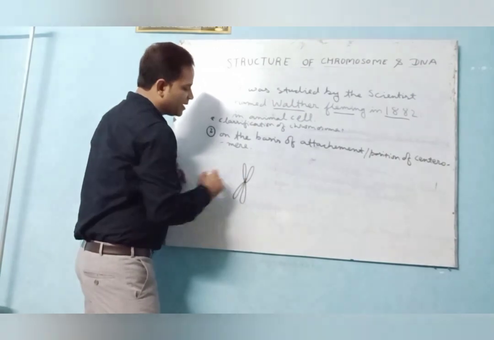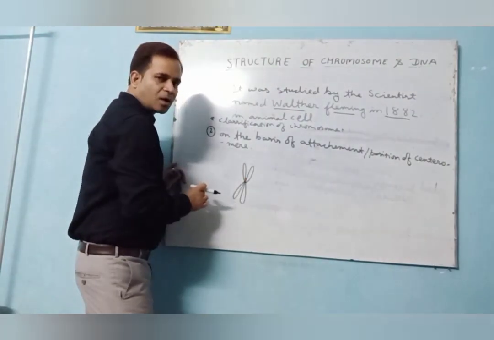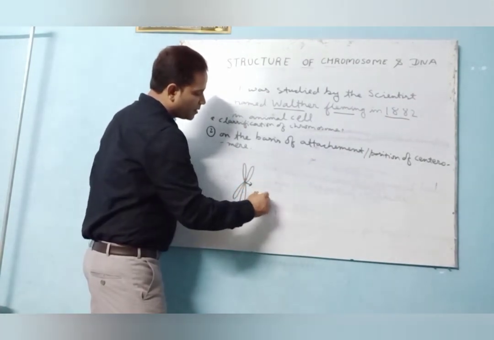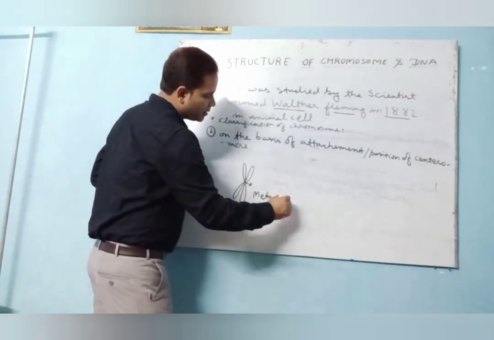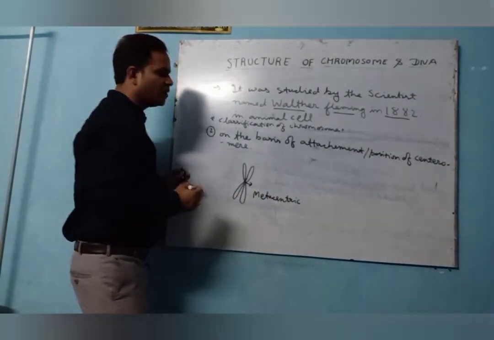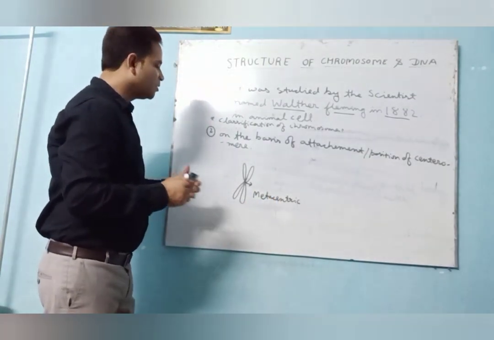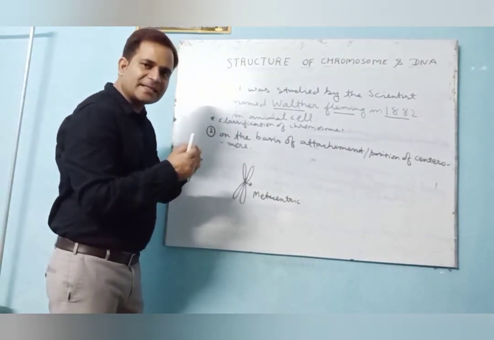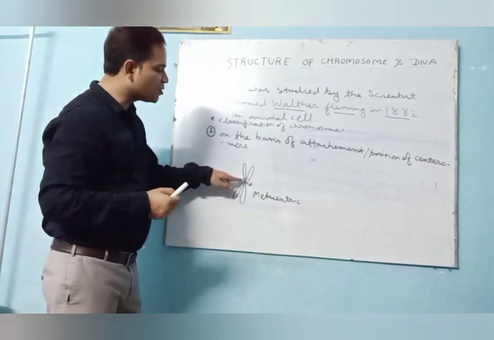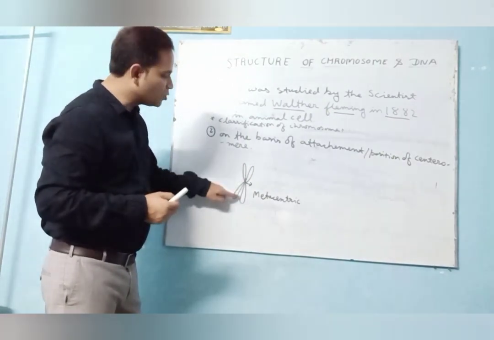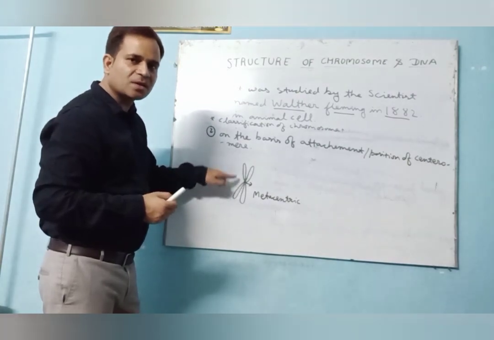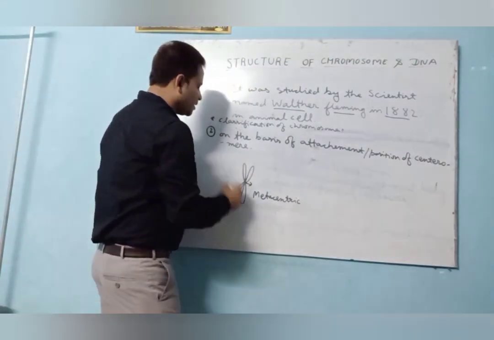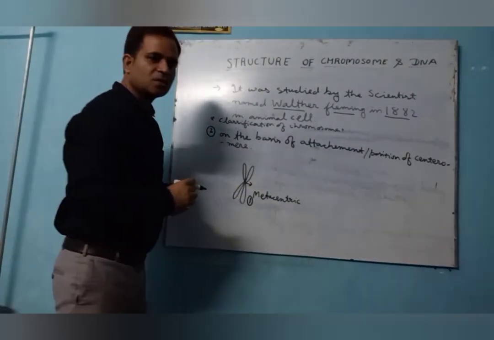whenever the centromere is in the middle of the two chromatids, then it is termed as metacentric. When I am saying metacentric, the pair of chromatids are attached at the center, so the centromere is at the center and the two chromatids are attached here. So this one is termed as what? Metacentric. Meta means what? Middle. Now this one is the first type of chromosome.